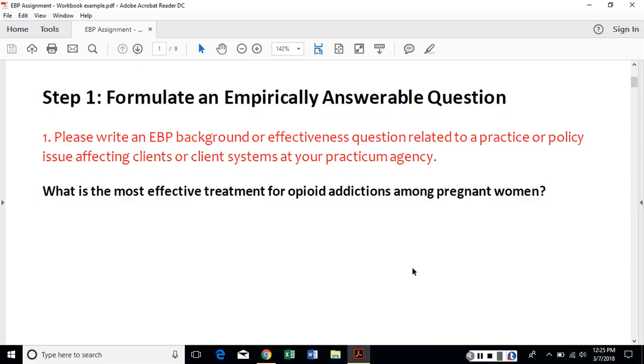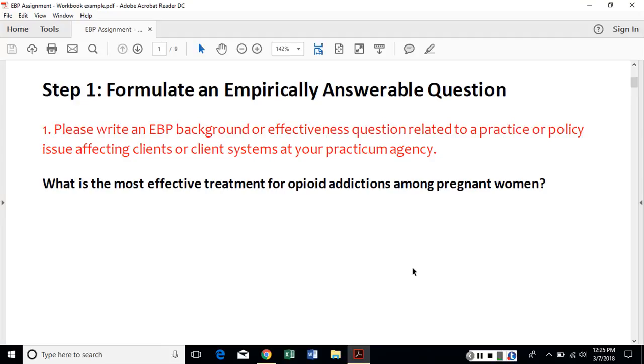The first thing you have to do is to write an evidence-based practice question. Everyone has done this already. You completed this during the community selection and description paper. So everyone should have an evidence-based practice question that they can just plop right into this box, okay? The example that I'm going to be using is: what is the most effective treatment for opioid addictions among pregnant women? That will be the example for this demonstration, okay?